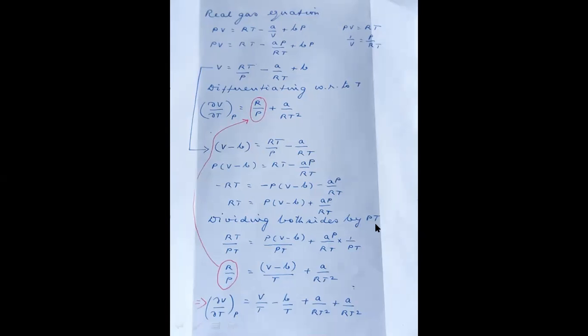Now dividing both sides by PT. RT by PT, is it right? Is equal to P into V minus B by PT plus AP by RT into 1 by PT. I'm just readjusting. What I'm getting here is R by P is equal to V minus B by T plus A by RT square. So instead of this R by P, I'm substituting this entire term. So what I'm getting is ∂V by ∂T at a constant pressure is equal to V by T minus B by T plus A by RT square.